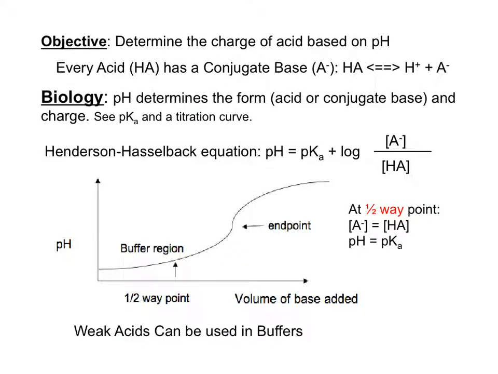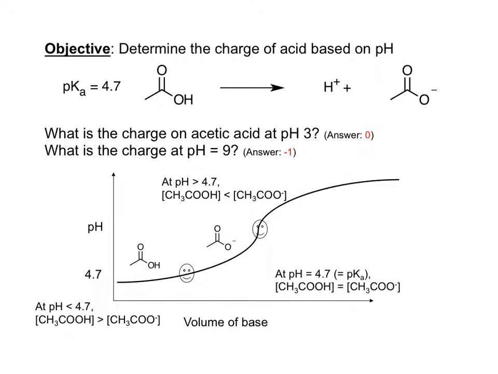In biology, the pH determines the charge on an amino acid and protein. We can determine the charge by looking at the pH and pKa of that acid. So let's do an example. Acetic acid has a pKa of 4.7, so at low pH, the solution contains almost entirely acetic acid molecules, which has a charge of 0.